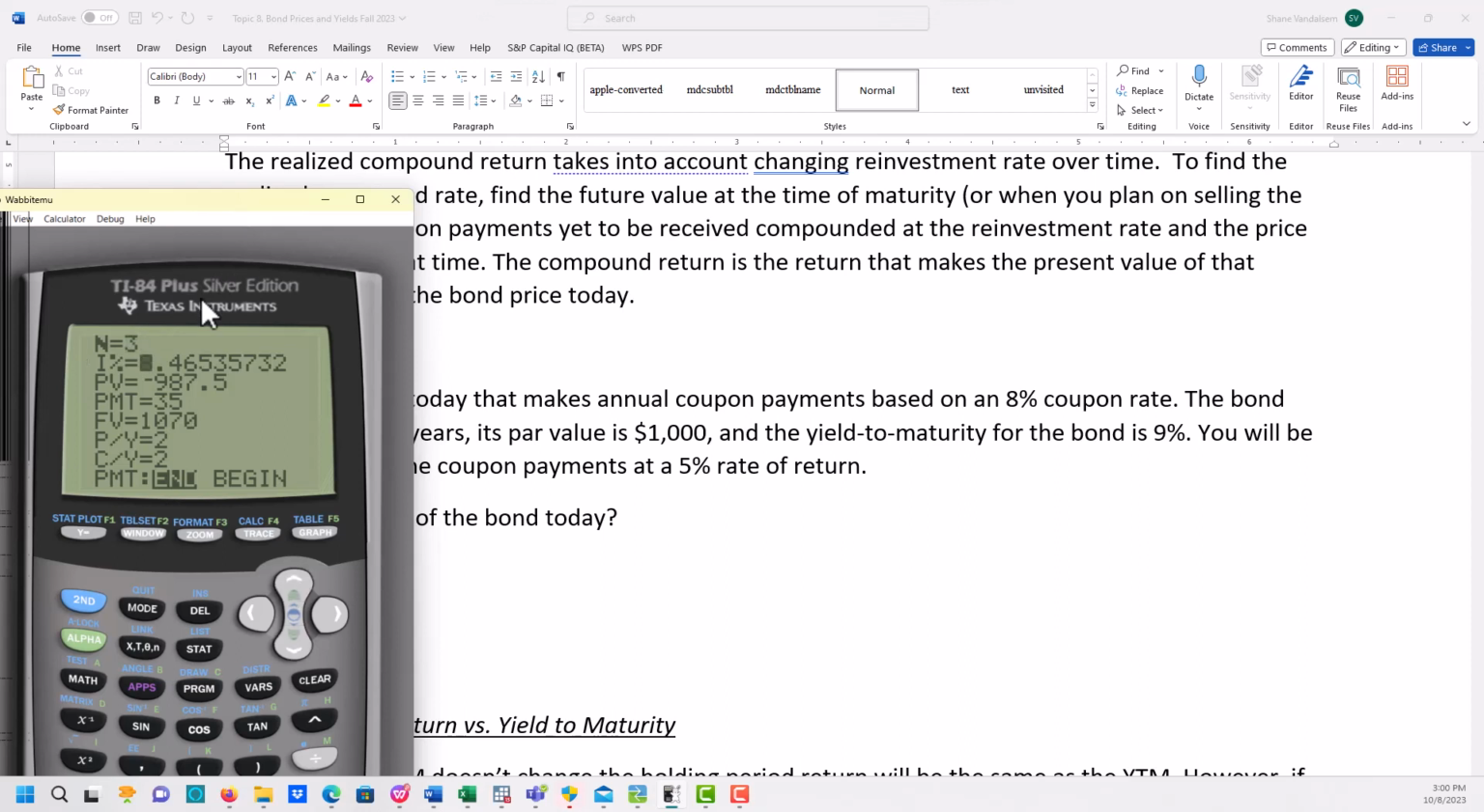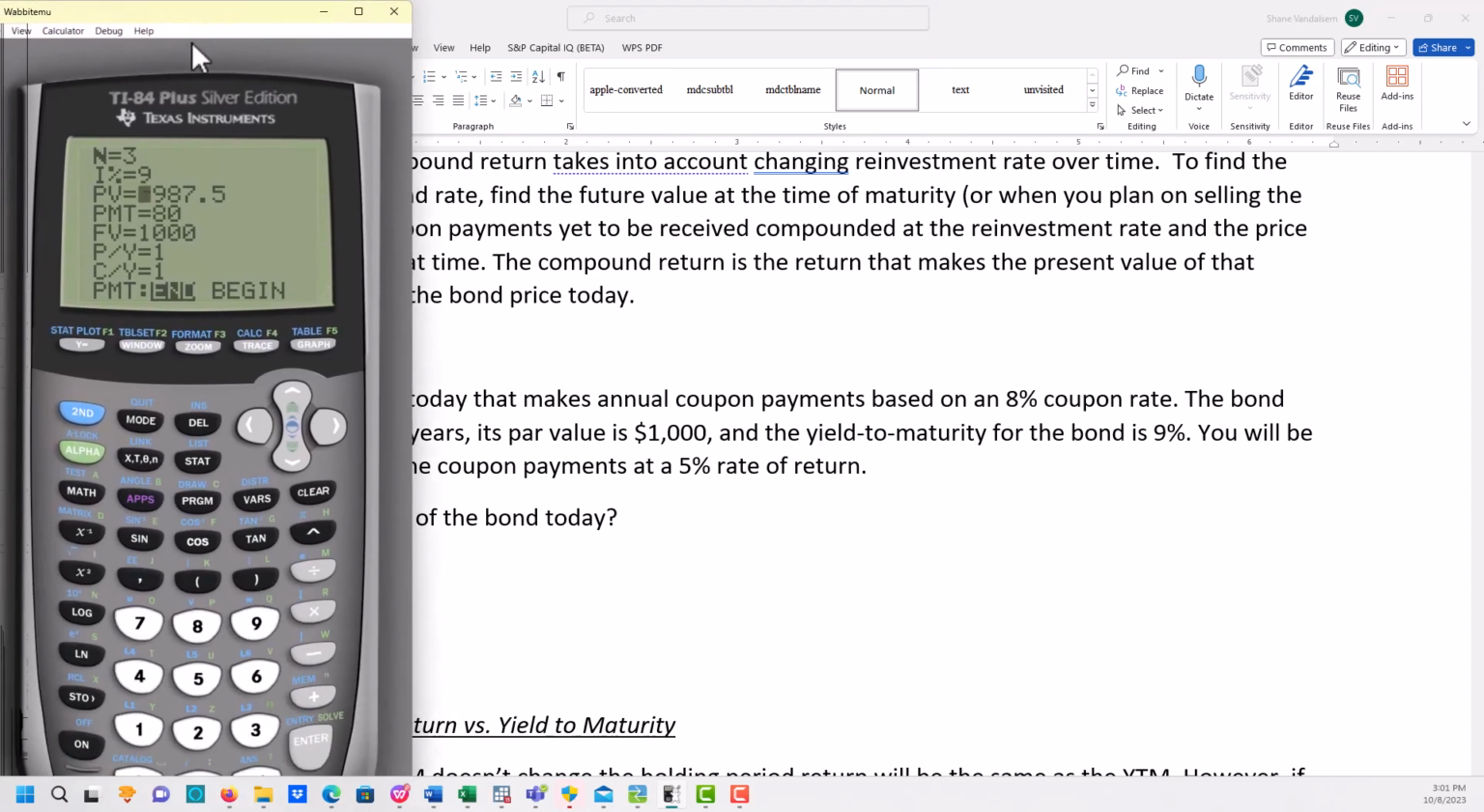My interest rate is 9%. That's my yield to maturity. I'm looking for the present value of this bond. It makes an annual coupon payment based on an 8% coupon rate, so it's $80. My future value is $1,000, because that's the par value, and my payments per year are equal to 1. So the first thing I'm doing here is figuring up what the present value of this bond is, what I'm going to pay for the bond.